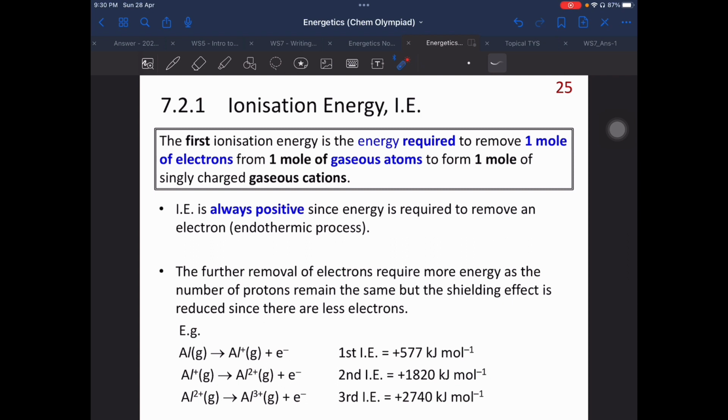Now, ionization energy is important because it helps us understand the energy that's required to remove one mole of electrons from one mole of gaseous atoms. So the removal of electrons is to form cations, which are our positive ions. You have recalled in your process of learning about ionic bonding that metallic elements tend to form cations. So you can remove electrons from metallic elements and they form cations.